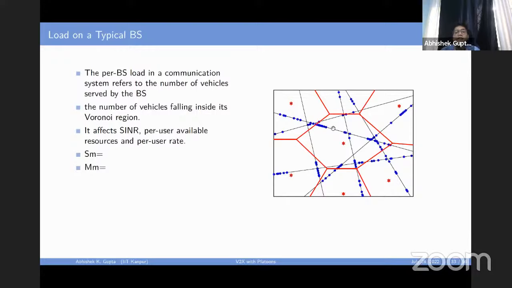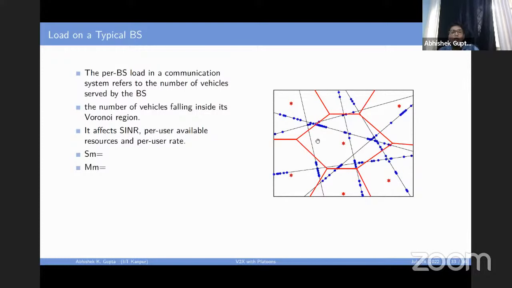Okay, and this is more important than the SINR because if you remember the Shannon expression for the rate, the bandwidth comes as a pre-log factor. So if the bandwidth reduces by half, then your rate immediately reduces by half. So it's also very important to understand what the load distribution is.